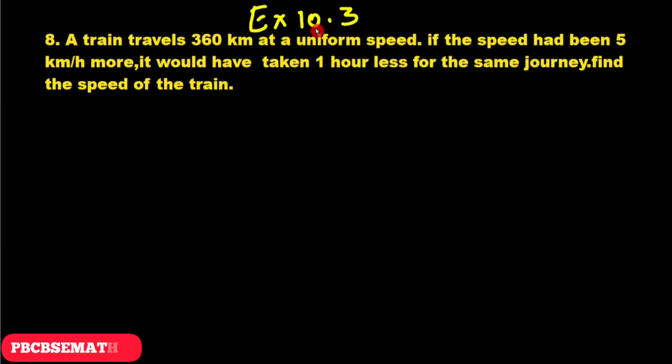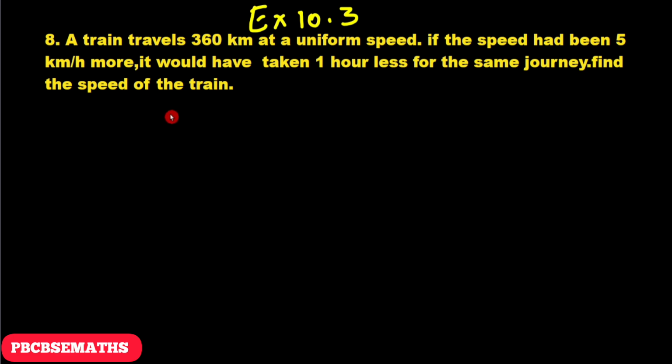Today in this video we are going to solve exercise 10.3, 8th main question. In the 8th main we have a train travels 360 km at a uniform speed. If the speed had been 5 km per hour more, it would have taken 1 hour less for the same journey. Find the speed of the train. So here we need to find out the speed of the given train.